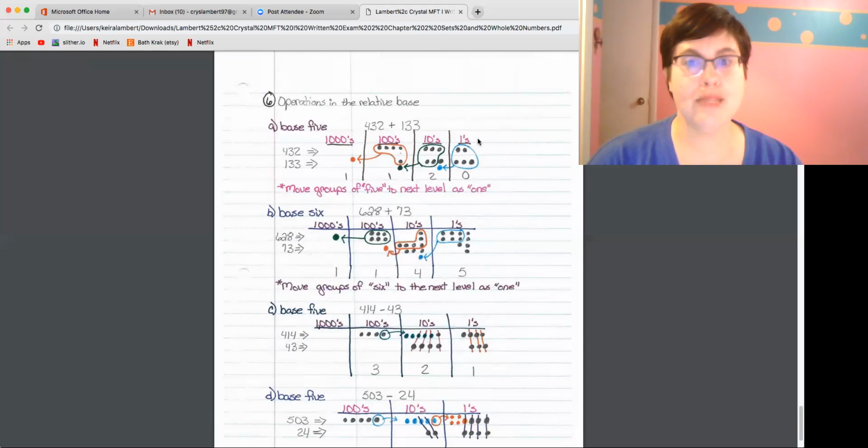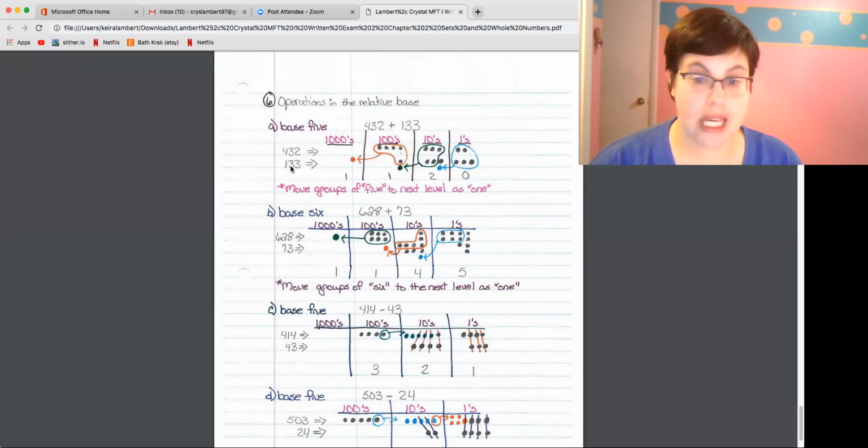Our basic decimal system. In this number, 432, because we have 432 plus 133, we have 400. So that's going to be 4 in the hundreds column. 3 for 30. So that's 3 in the tens. And you see 3 dots there. And 2 in the ones place. So 2 in the ones column. For 133, we're following the same pattern. 1 in the hundreds place, 3 in the tens place, 3 in the ones place.